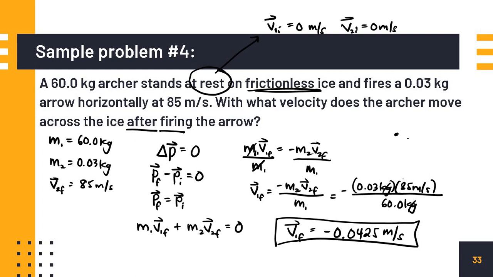So as the archer fired the arrow, it moves to the right of the Cartesian plane, and since the force applied by the arrow towards the archer is to the left, then the motion of the archer is also to the left. That explains the negative sign of our velocity.